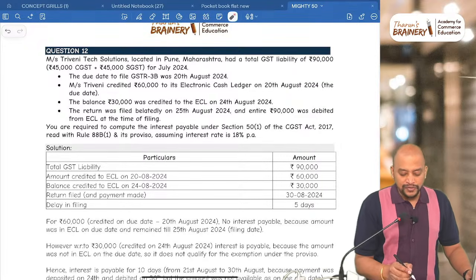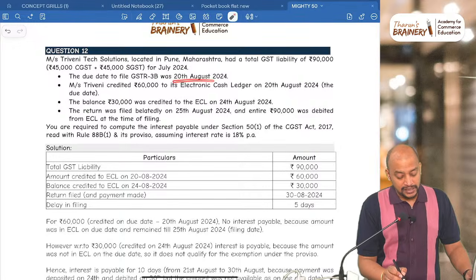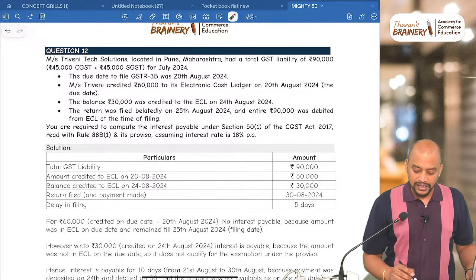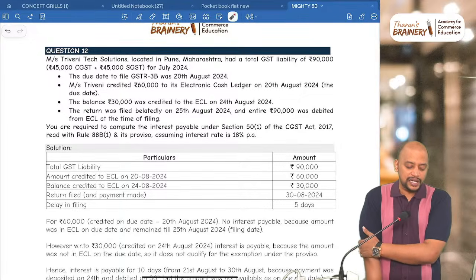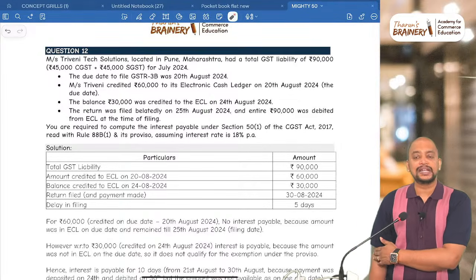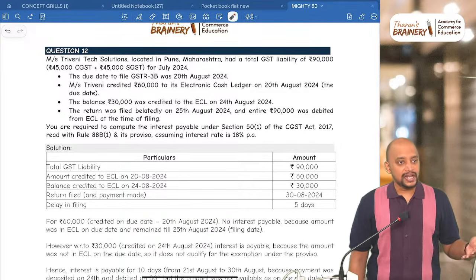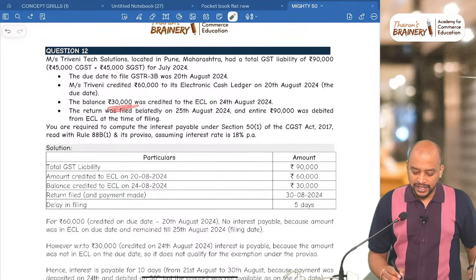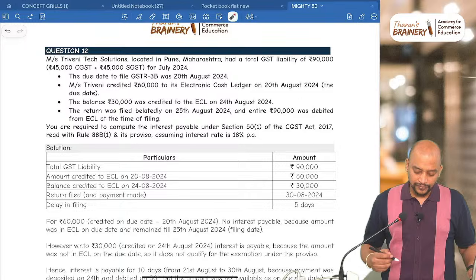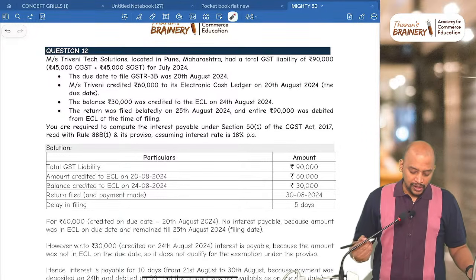So for the month of July, what is the due date? 20th August. As on 20th August, 60,000 got credited out of the 90,000 liability. So they have a liability of 90,000, but what is the balance available in the cash ledger as on the due date? 60,000. And the balance 30,000 was credited to the electronic cash ledger on 24th August.